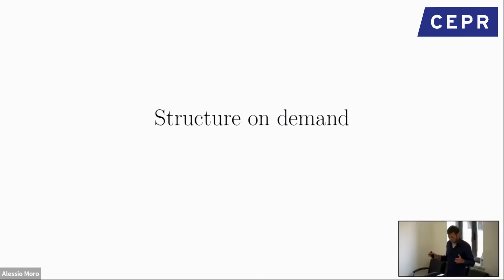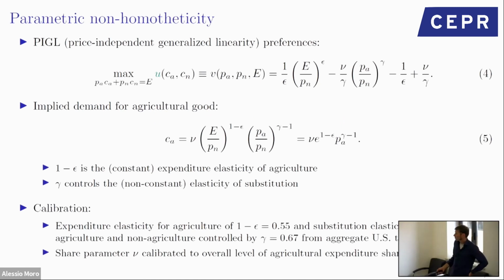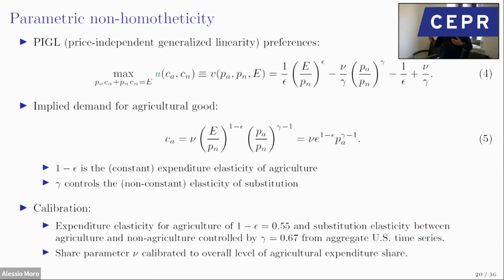So you can estimate preferences. Preferences need to be non-homothetic to be able to speak to this question and to be in line with Engel's law, basically. So what we do is we use this kind of specification, which is a simple one. It is non-homothetic. It's a constant expenditure elasticity of demand, which you can estimate either from the cross-section or, what we do here, actually go to the US time series and estimate.